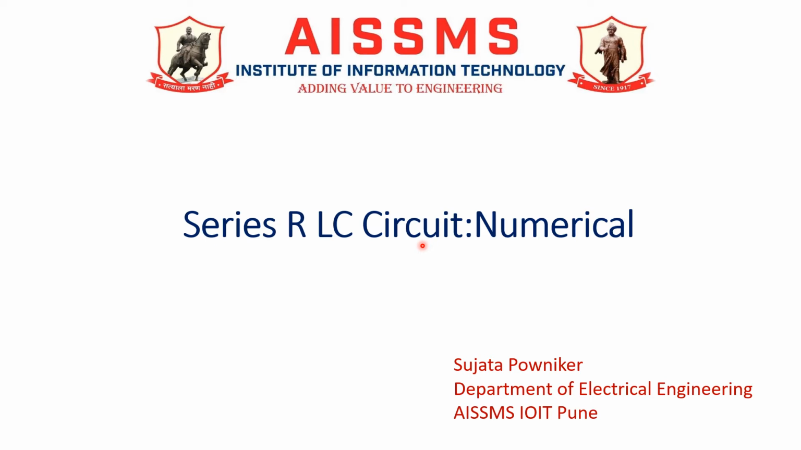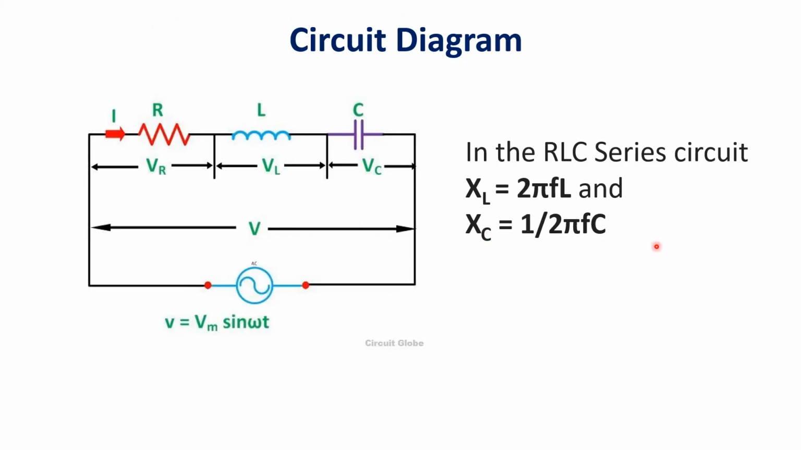Welcome you all for today's session, and the topic of the session is Series RLC Circuit Numerical. The diagram shown over here is the circuit diagram of a series RLC connected across the AC voltage. As the name indicates, resistance R, inductance L and capacitance C are connected in series, and AC voltage Vm sin omega t is applied across this connection. Current I is circulating through the series connection of RLC.